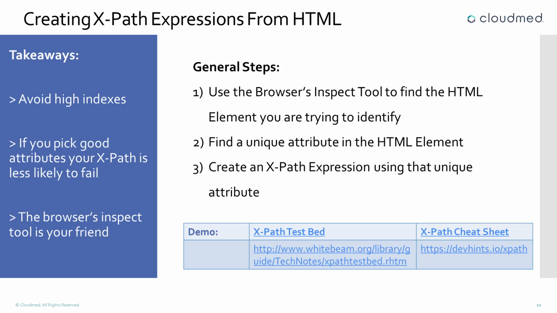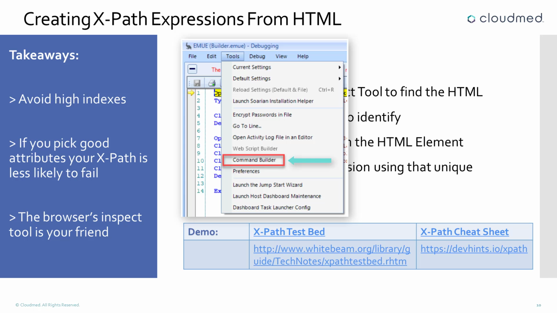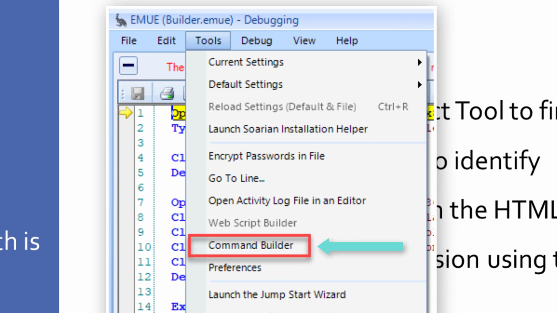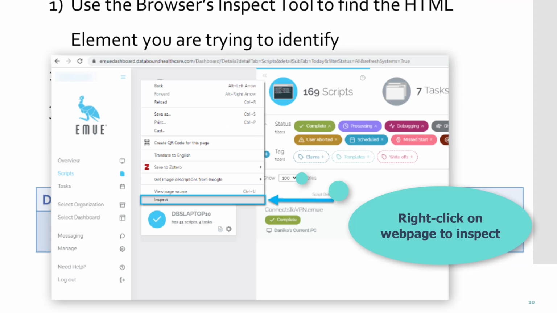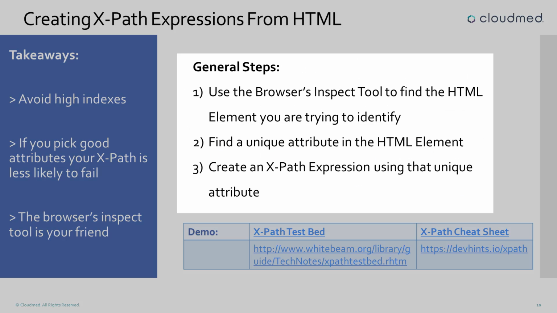So whenever you're creating an XPath expression from HTML, there's a couple ways you can do it. In Emu, we have this tool called Command Builder, where you can inspect the element on the page, and it will give you the XPath itself. You can also use the browser's inspect tool, which I prefer. Basically what you're doing is you're looking to see where that element is in the HTML document. Once you find where the element is located, you're looking for unique attributes that you can use to pick that certain element. Then you can create an XPath expression using that unique element.